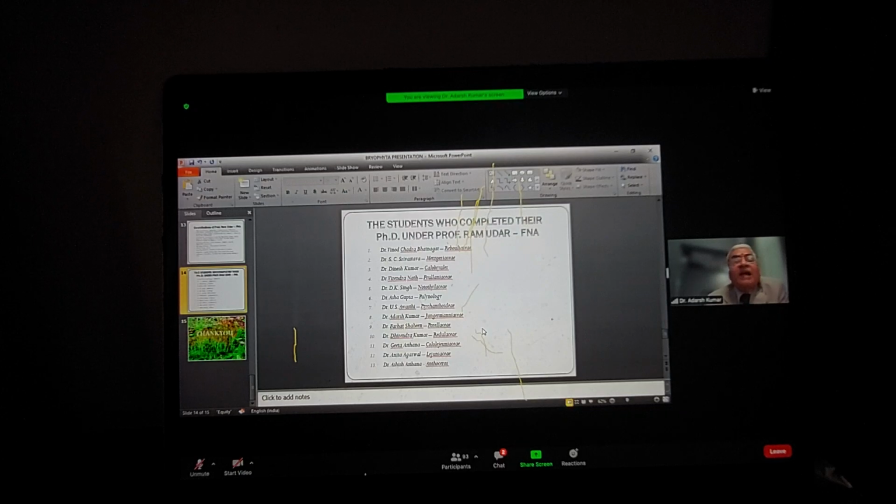Under Professor Ramudar, the following students completed their PhD on different topics. His first student was Dr. Vinod Chandra Bhatnagar. He retired from the University of Delhi. He completed his research work on Riella. Then the second student, Dr. S. Srivastava, retired as a professor and head of the University of Lucknow, and he followed all the trends laid down by Professor Udar, and he continued the same lab.